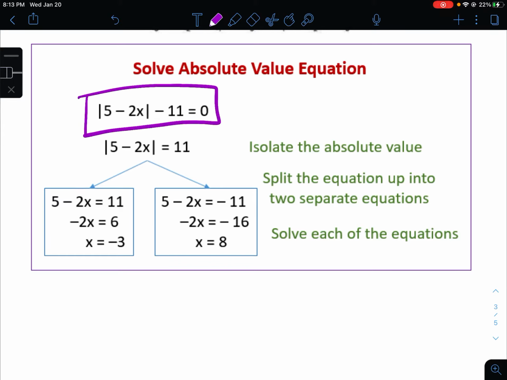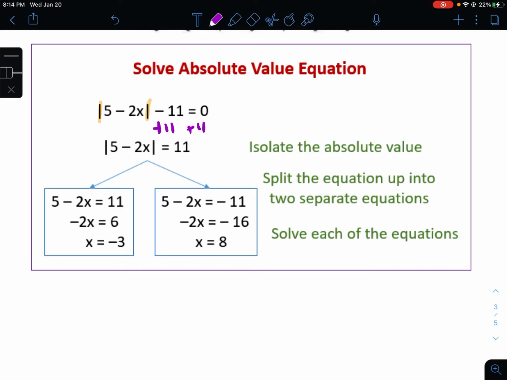We've got, you would read this, the absolute value of 5 minus 2x minus 11 equals 0. So it says isolate the absolute value. The first thing you want to do is get the part with the absolute value brackets by itself, on one side of the equation. This negative 11 is on the side with the absolute value, so we want to move that over. We're going to add 11 to both sides, and we get the absolute value of 5 minus 2x equals 11. So now we've got our absolute value by itself.